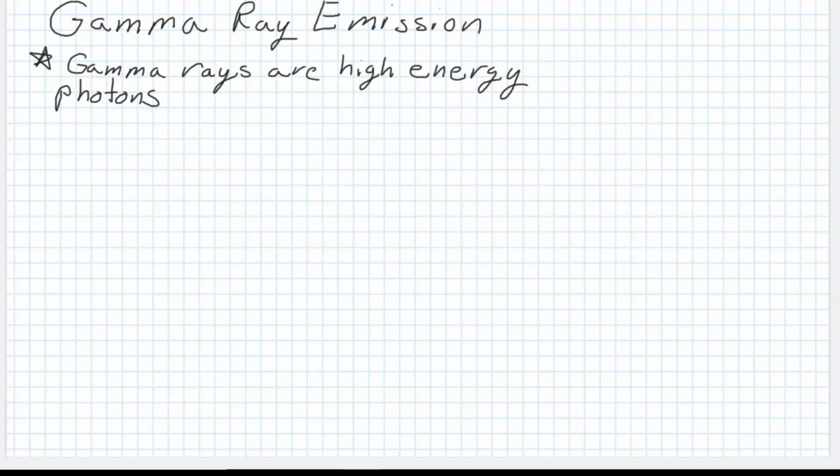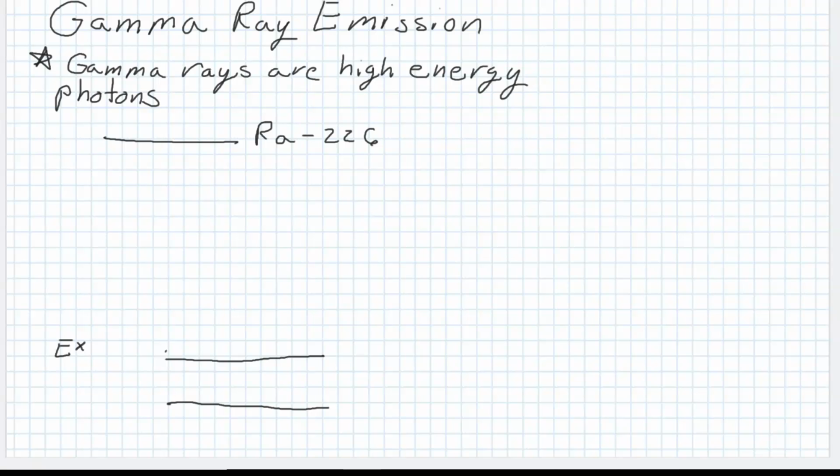All right, the last type of radiation we're going to talk about is gamma ray emission. So gamma rays are high energy photons which are emitted from the nucleus. Remember, gamma rays are at the far end of the electromagnetic spectrum. And remember, we released photons when we dropped energy levels for the electrons before. So let's look at kind of a radium example of how gamma rays work.